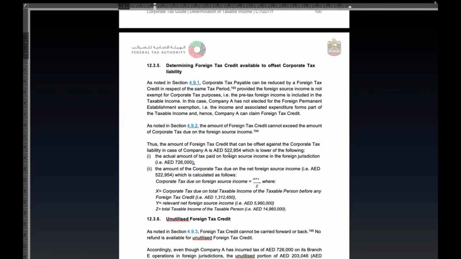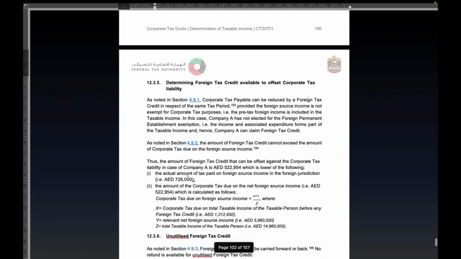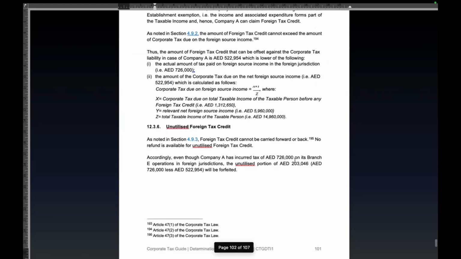How much tax have they paid outside the UAE? They paid total tax of 726,000. The company has paid tax outside the UAE of 726,000, but they can take a credit of a maximum 522,954. So how much tax has been forfeited? Forfeited tax is 203,045. Their tax has been forfeited.